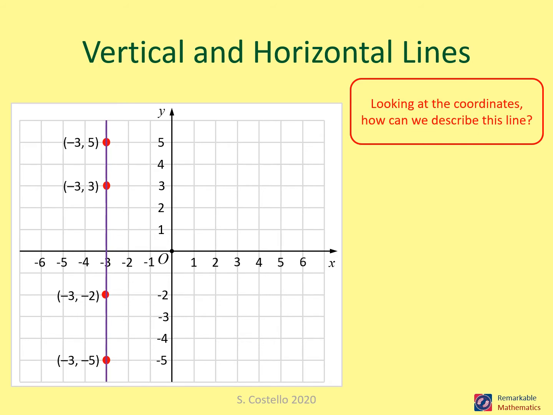Looking at the coordinates then, how could we describe this line? This is the line x equals minus 3. Always label your lines.